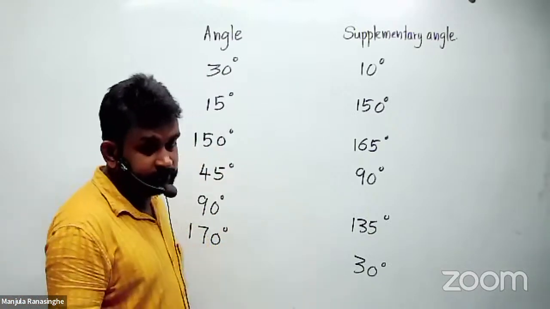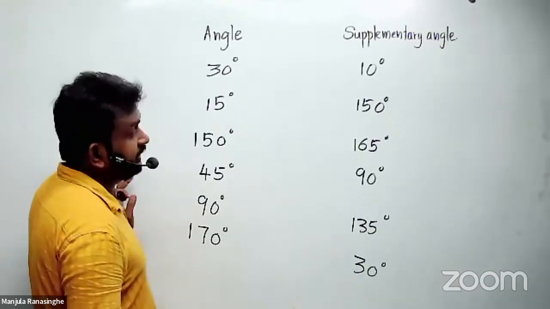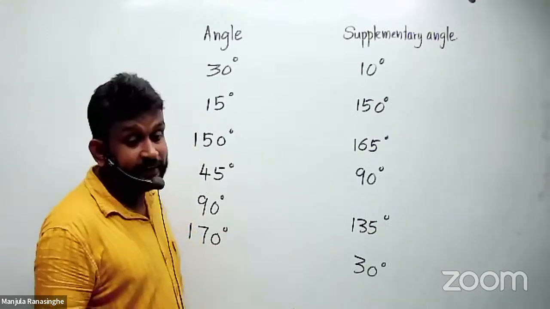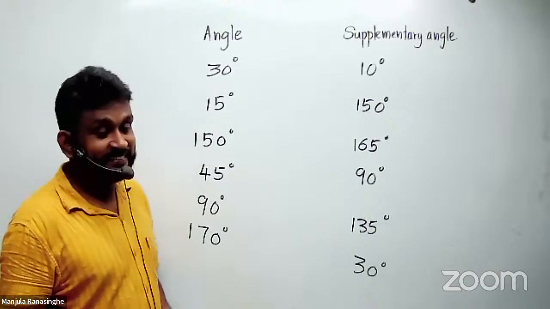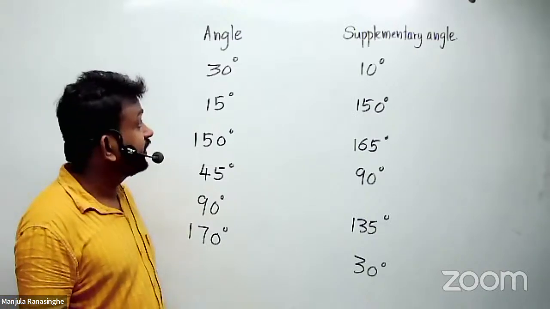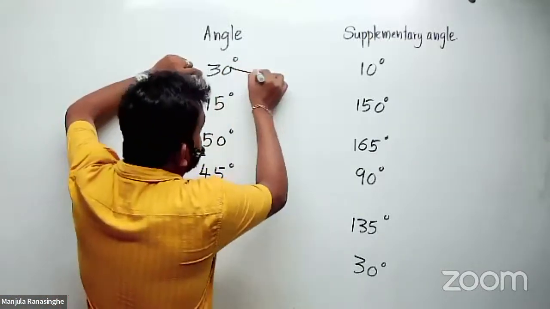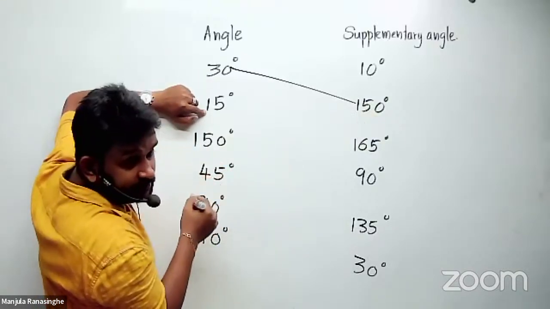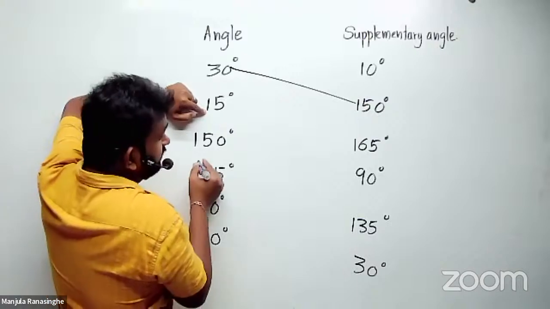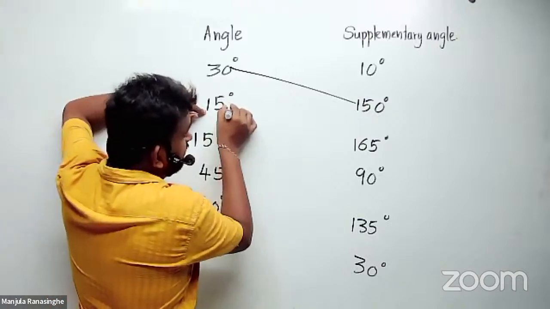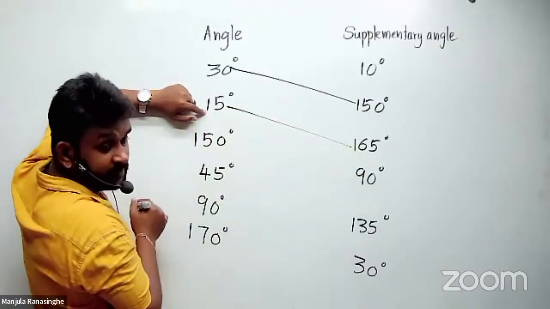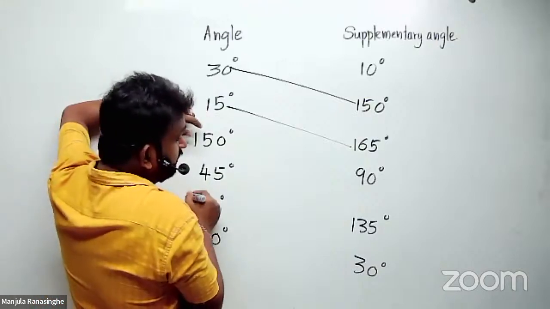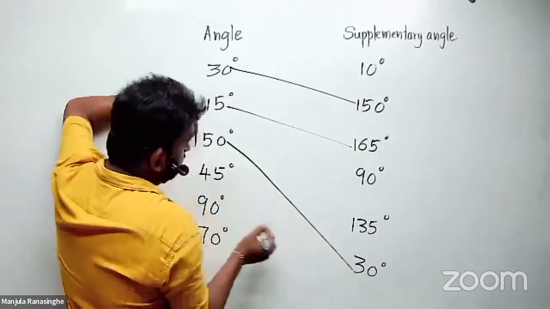Right, Pute. We will check the answers. 30 degrees. Subhati, can you tell me what is the supplementary angle? 150 degrees. Yes, very good. 150 degrees. Then 15 degrees. Tell everyone what is the balance? 165 degrees. Then 150 means 30 degrees.